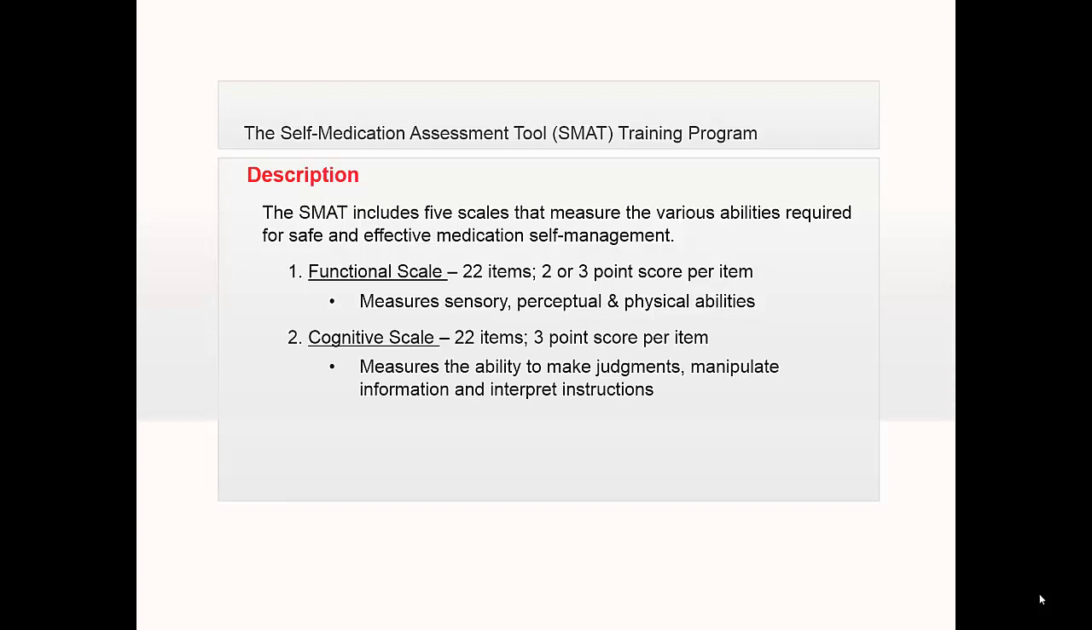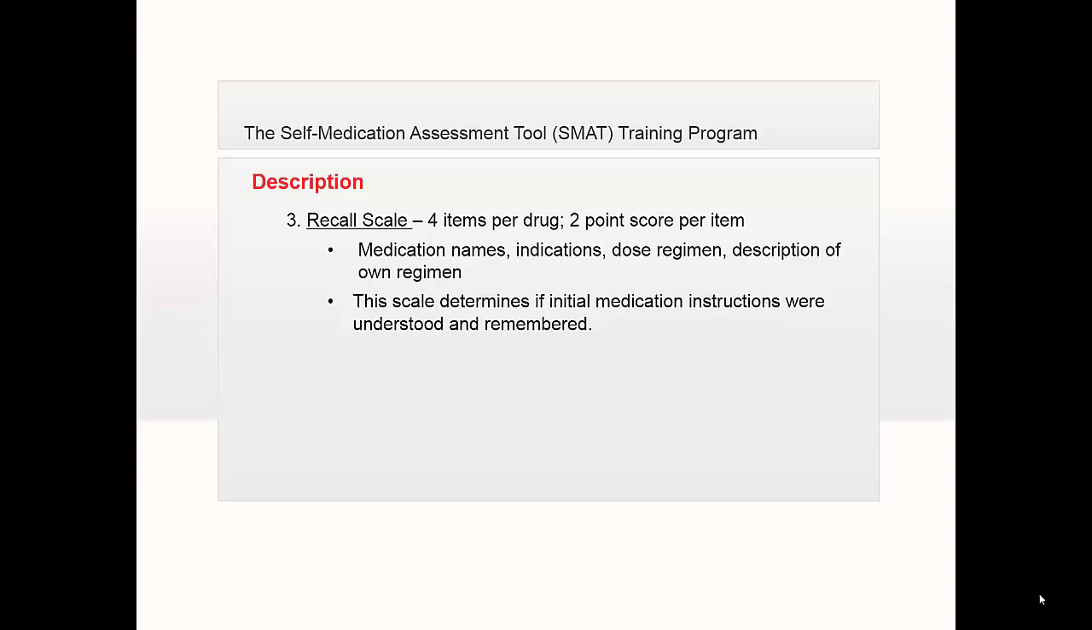Next is the cognitive scale, which also includes 22 items, with a possibility of 3 point score per item. This scale measures the patient's ability to make judgments, manipulate information, and interpret instructions. The recall scale includes 4 items per drug, with possible 2 point score per item. Information collected includes medication names, indications, dose regimen, and a description of the patient's own regimen. This scale determines if the initial medication instructions were understood and remembered by the patient.